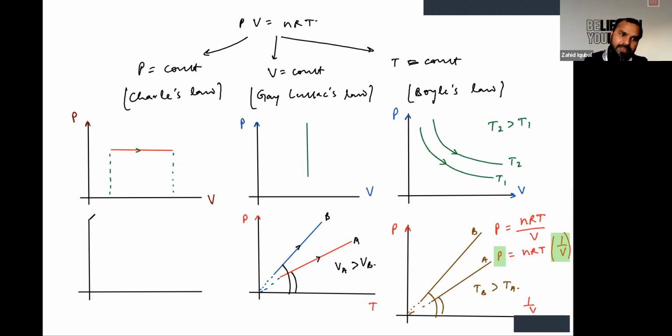Similarly, if you plot for the first part, volume versus temperature, again the graph will be like this. It will be a straight line passing through the origin. And again, in this part, greater the slope of the curve, the smaller the pressure. Let's say this is A and this is B. So pressure of A will be greater than pressure of B.